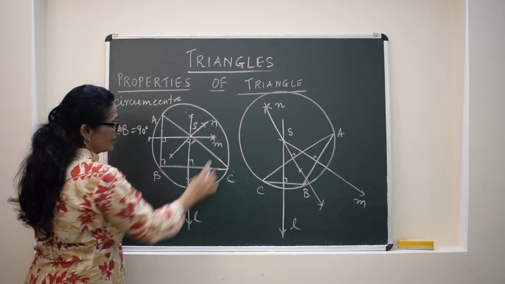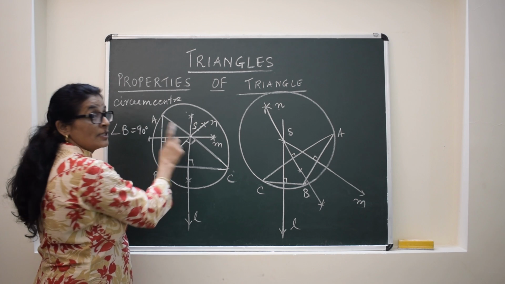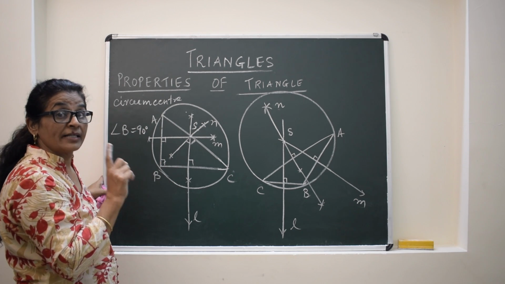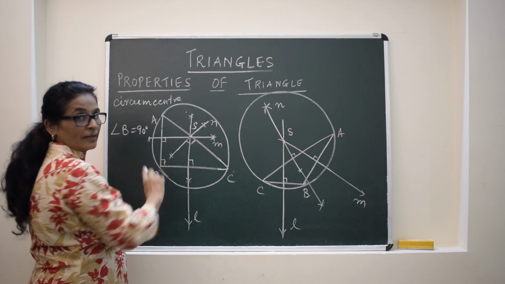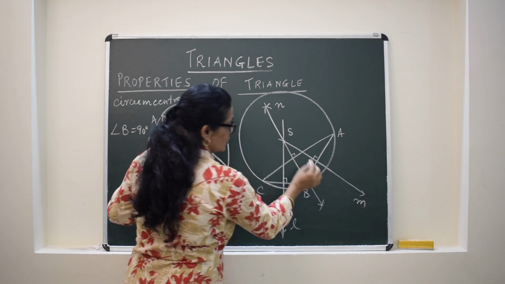So these three lines, perpendicular bisectors, are meeting at a point S. So S will be the circumcenter of this circle. Okay. Similarly, here I have drawn an obtuse angle triangle.